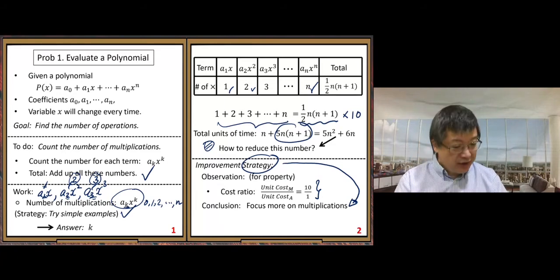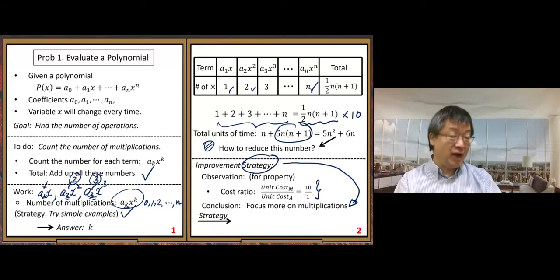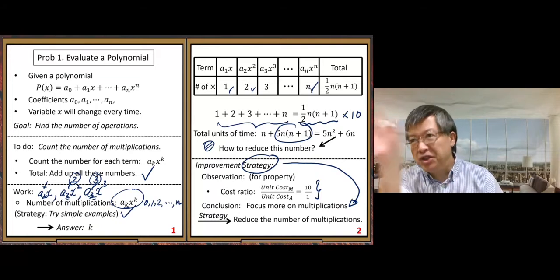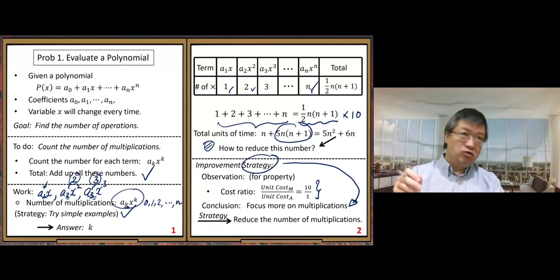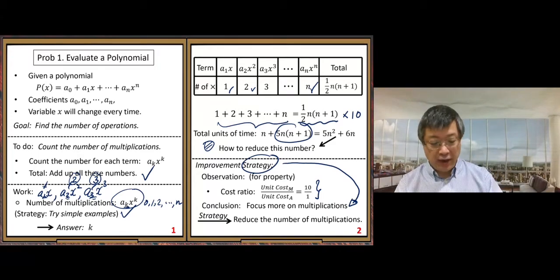All right. So after we have this strategy, let's clarify our strategy. Okay? Reduce the number of multiplications. So let's work on this direction. This strategy gives us a direction to go.